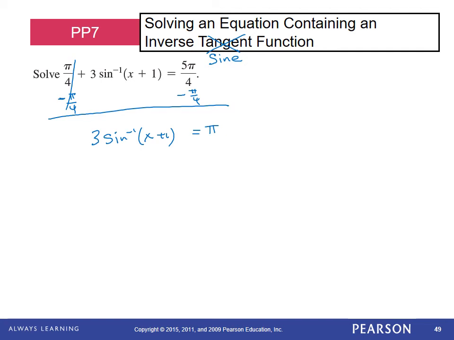Next, we divide by 3. Divide by 3 here, divide by 3 there. And I got myself sine inverse of x plus 1 equals pi over 3. And you know what? We can actually solve this one of two ways. You can now take the sine of it.